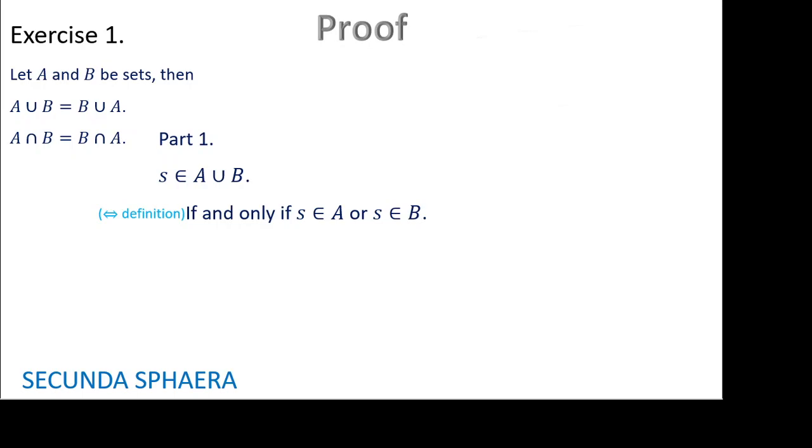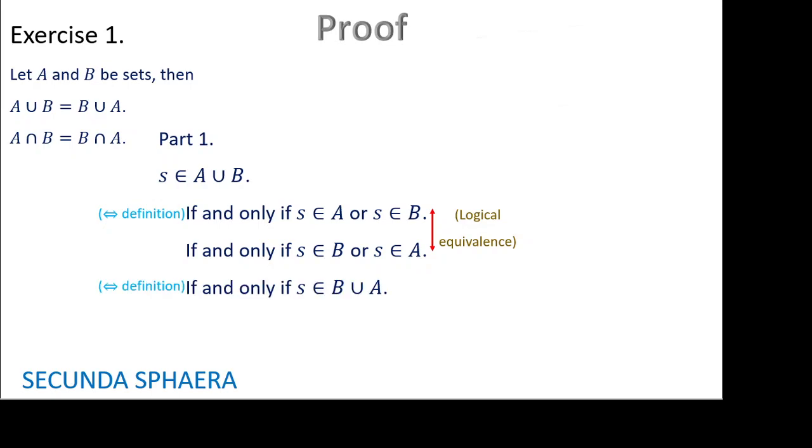After this, a logical equivalence is going to be used, that being if and only if S is in B or S is in A. Pretty much what has been done is that the terms around the OR have been interchanged. So we are commuting the terms around the OR, and this is a logical equivalence. And right now, again, we can use the definition of union. So this is if and only if S is in B union A.